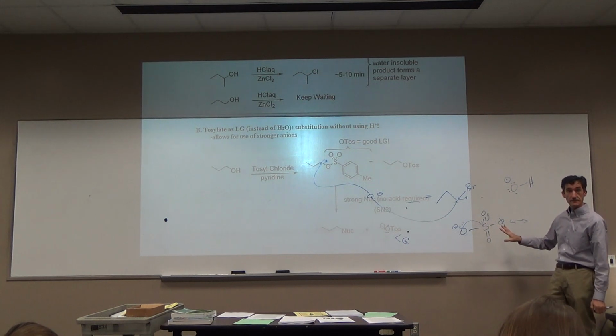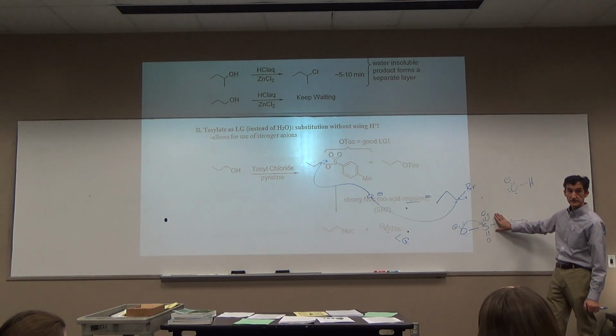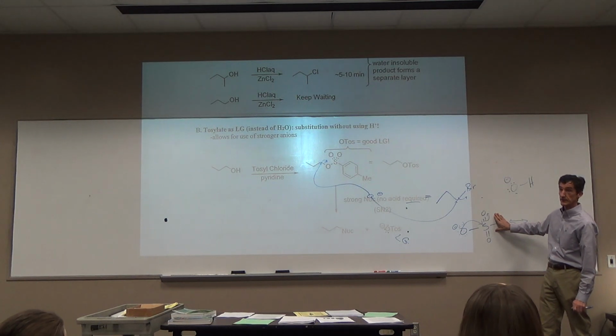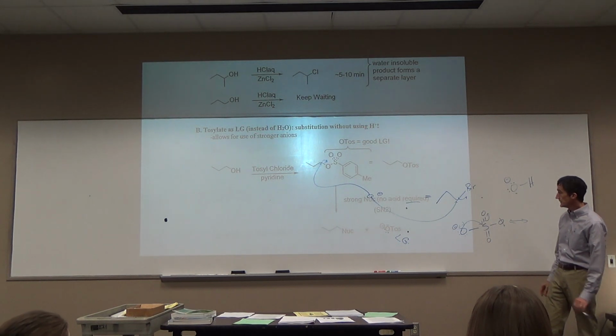Analogous to sulfate. If under my hand was another O minus, what would that be? It'd be sulfate. And the sulfate is very stable. That's why sulfuric acid is a very strong acid. Right? Instead of another oxygen, it's got the toluene group on it. Okay.